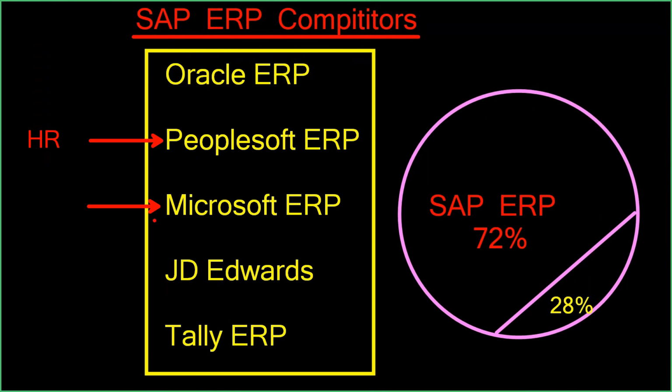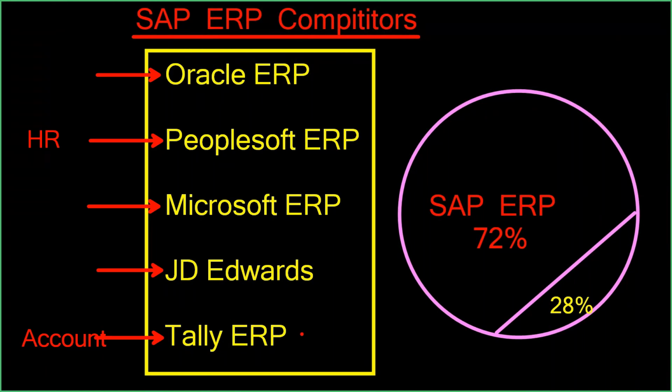Microsoft ERP, very few companies are using it. Same with Oracle ERP, very few companies. JD Edwards also, very few companies. And Tally ERP, we know. Tally ERP is for the accounts side, that is fine. Small shops and hardware shops also use Tally ERP for accounts purposes.